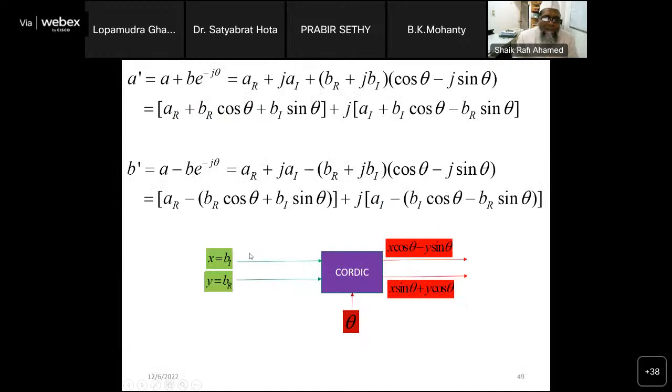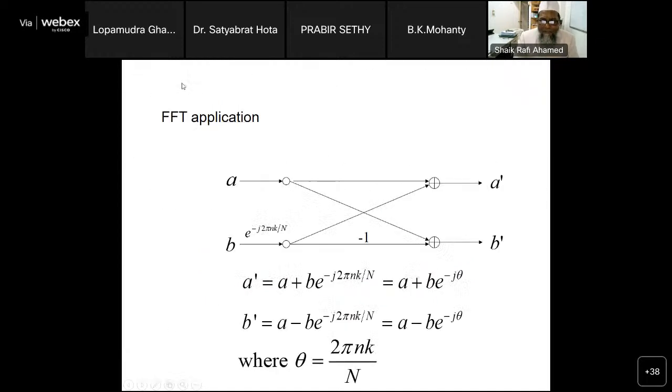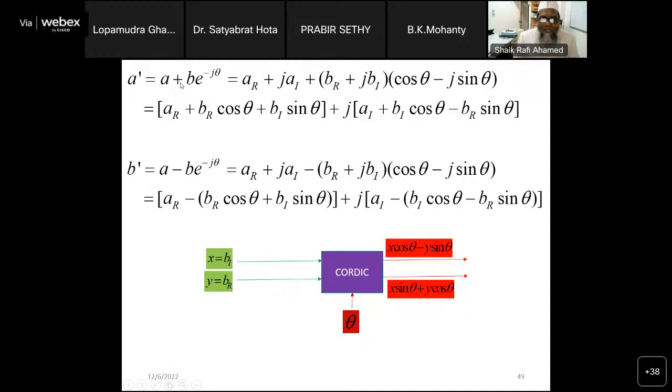A dash is A plus B e raised to the power of minus j theta. If I expand this in terms of real part and imaginary part, A has AR as the real part and j AI as the imaginary part, B has BR as the real part and BI as the imaginary part, and e raised to the power of minus j theta is cos theta minus j sin theta. After simplification, you will get the real part of A dash as this and the imaginary part as this. Similarly, B dash real part is this and imaginary part is this.